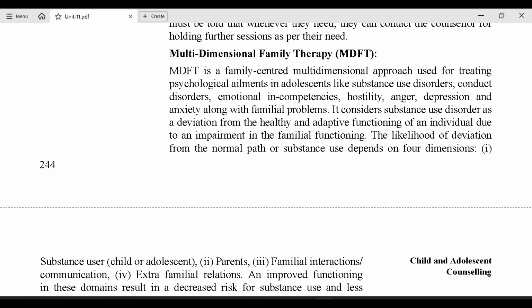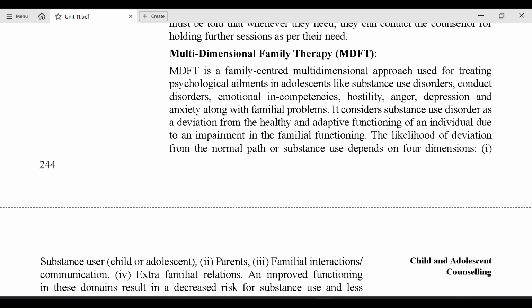Multidimensional family therapy, MDFT. MDFT is a family-centered multidimensional approach used for treating psychological ailments in adolescents like substance use disorders, conduct disorders, emotional incompetences, hostility, anger, depression and anxiety along with familial problems. It considers substance use disorder as a deviation from the healthy and adaptive functioning of an individual due to an impairment in the familial functioning.